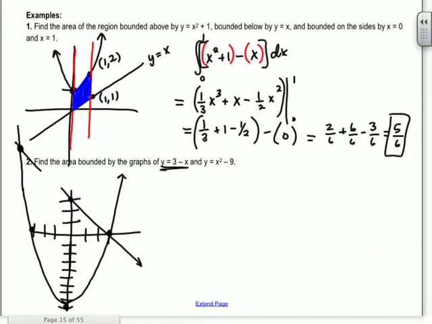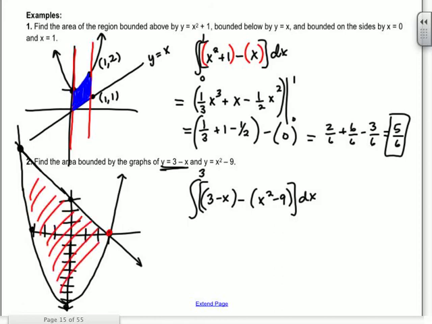Okay, you can definitely see the top curve and the bottom curve here. So I know I'm going to integrate, and the top is 3 minus x, minus the bottom curve, which is x squared minus 9. But I don't know about my x values. I know that my b value is 3. Do you guys see what I'm saying? So we're finding this whole area here. I want to find this one. So a equals, we don't know.